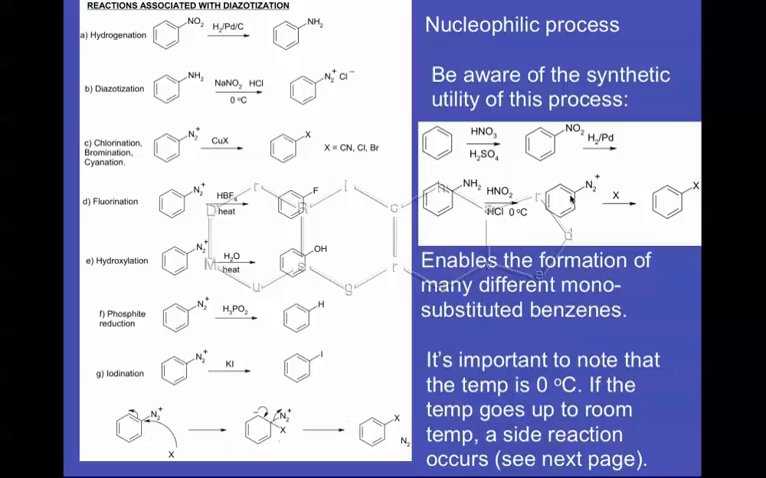And then we can take that diazonium salt and we can hit it with any of these X's that I talked about in the previous mini lecture, the CuX, HBF4, H2O, H3PO2, or KI, to give us the desired compound that we want. Alright, let me show you a couple of examples.